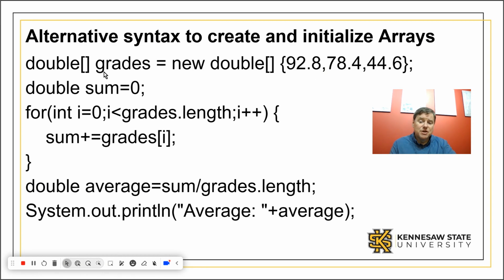This is an array of doubles, so double grades equals new double square brackets, and this time the first grade is 92.8, the next is 78.4, and the last is 44.6. If you're doing this syntax, remember you don't put a number in here, and you just put the values inside of curly braces, comma separated.